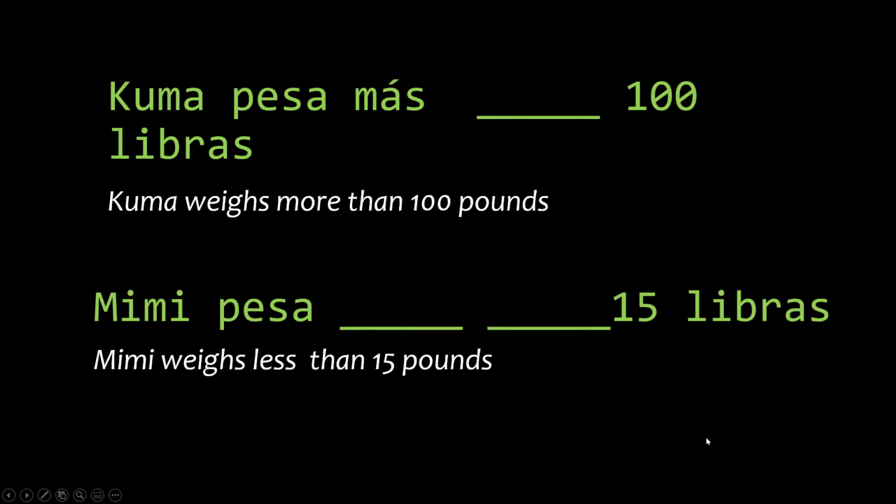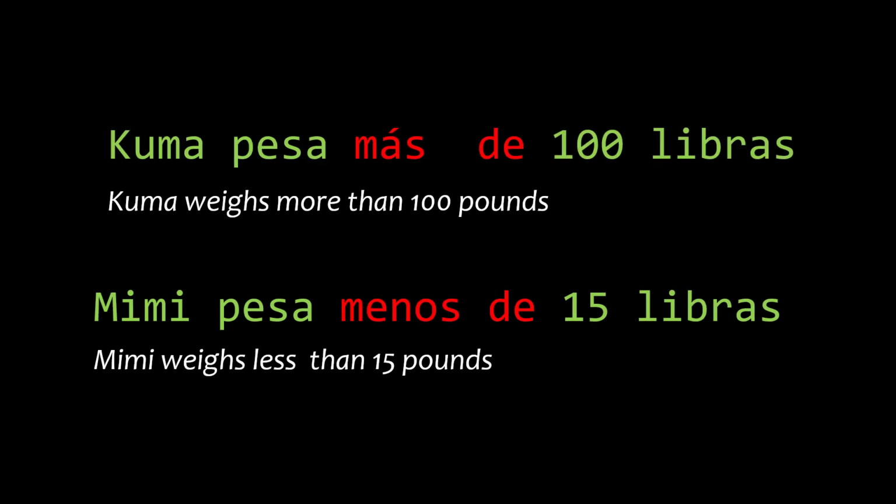So you try this next one. Kuma weighs more than 100 pounds and Mimi weighs less than 15 pounds. If you said Kuma pesa más de 100 libras y Mimi pesa menos de 15 libras, great job.